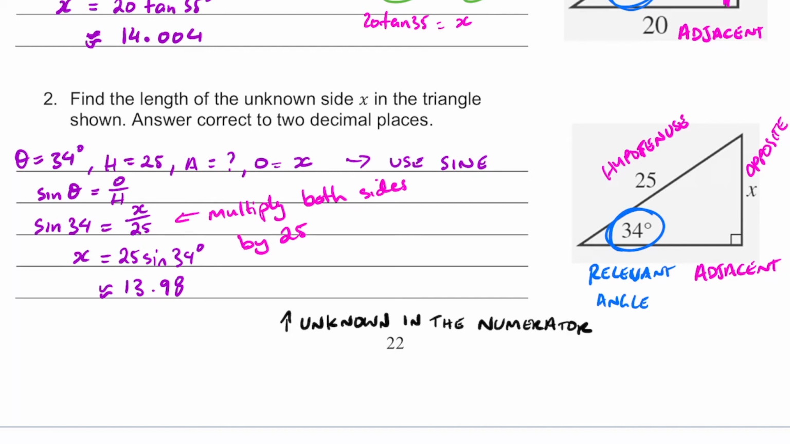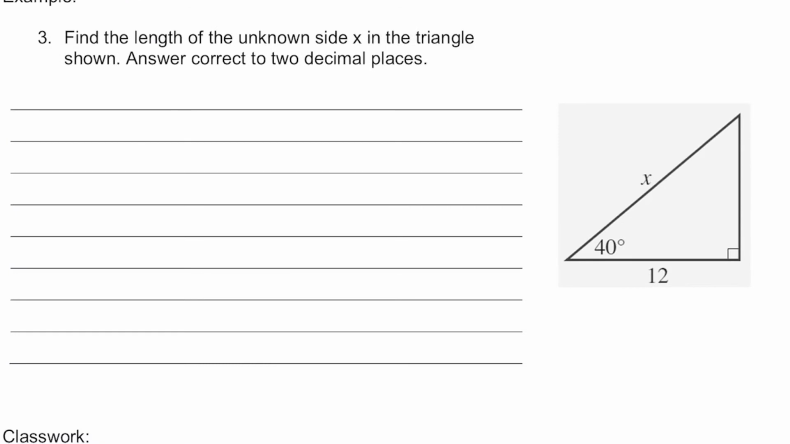Okay, so the unknown's in the numerator for those 2 examples. Our next example, though, is going to have the unknown in the denominator. So instead of it being on top, it's going to be on the bottom. Okay, so here's our example. Find the length of the unknown side x in the triangle shown, correct to 2 decimal places.